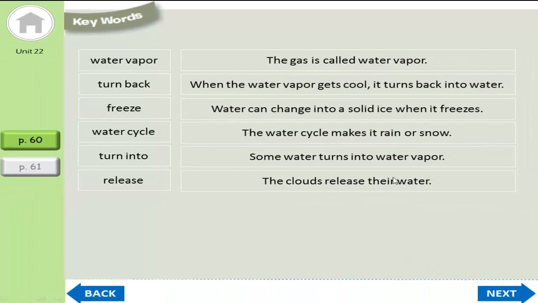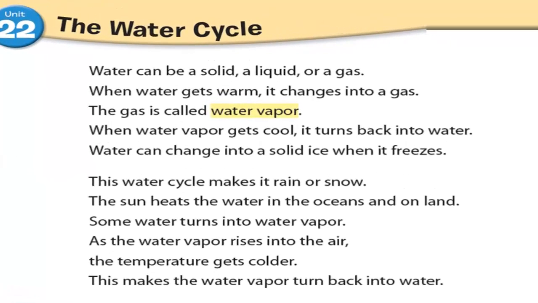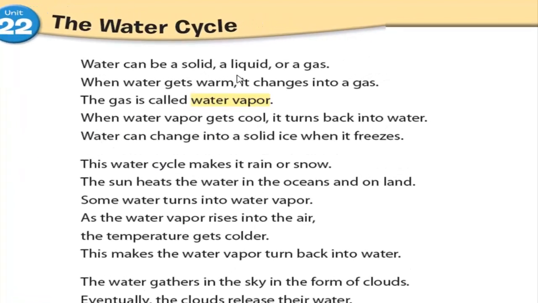Okay, now let's continue to read the text together. On this page, we will read all the sentences, so please try to read carefully together. Let's get started. Water can be a solid, a liquid, or a gas. When water gets warm, it changes into a gas. The gas is called water vapor. When water vapor gets cool, it turns back into water. Water can change into a solid, ice, when it freezes.